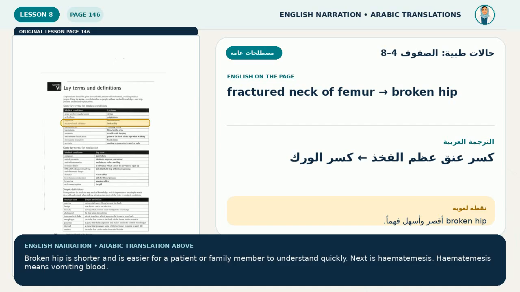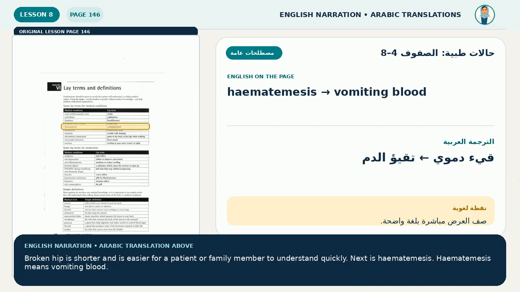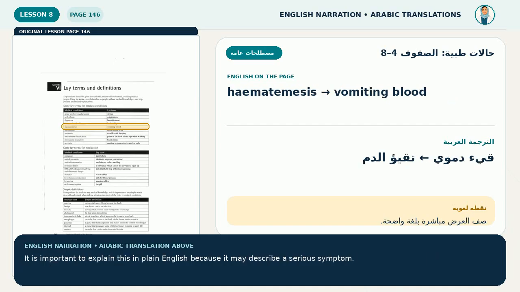Next is hematemesis. Hematemesis means vomiting blood. It is important to explain this in plain English because it may describe a serious symptom. The patient phrase is vomiting blood. Do not use a long technical word if the simple phrase communicates the problem immediately.